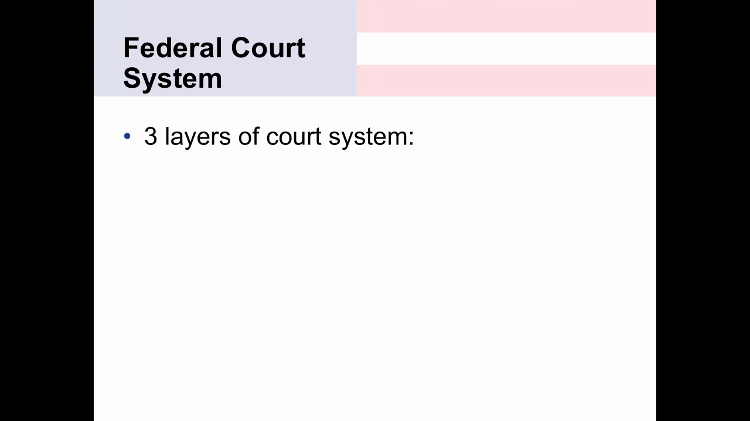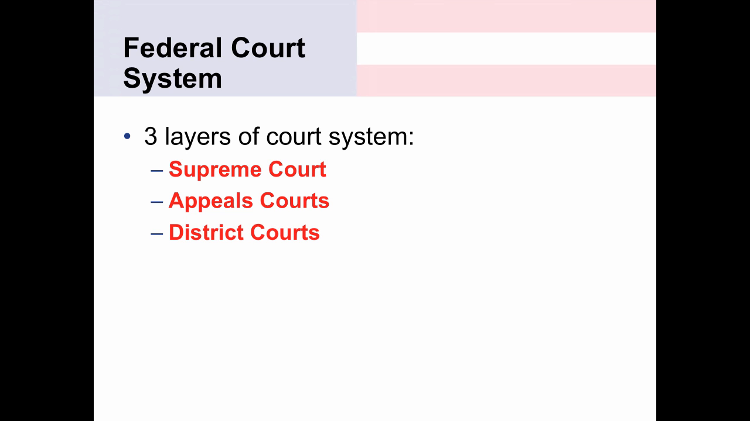There are three levels of courts in American politics. The first is the Supreme Court. This is the highest level. It's followed below by the appeals court, and the lowest courts at the federal level are the district courts.